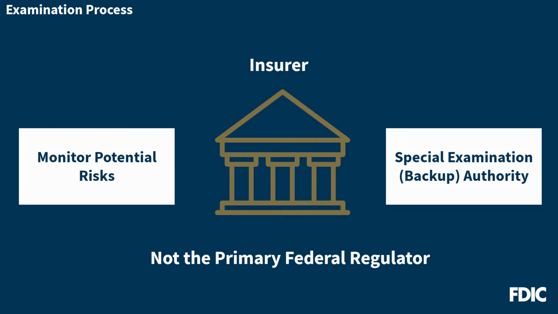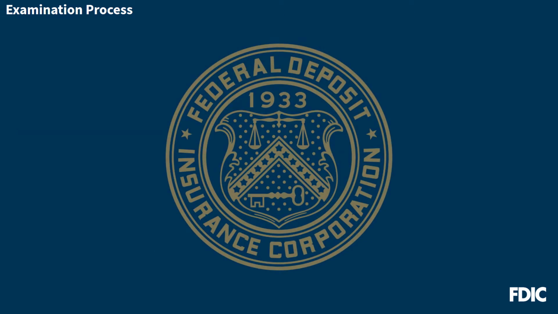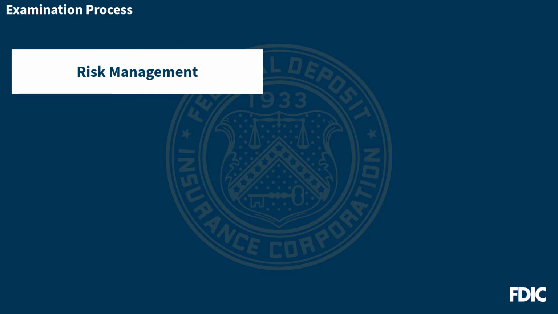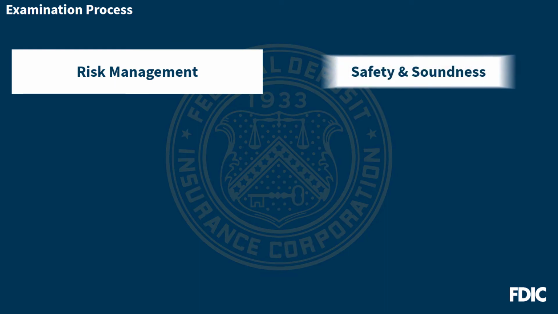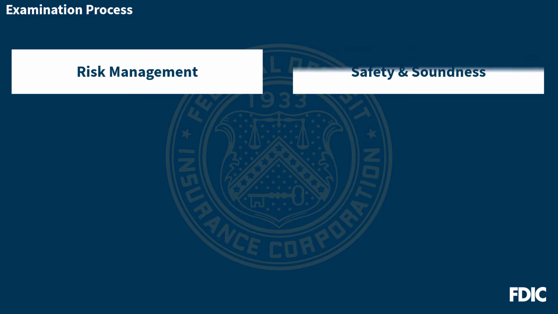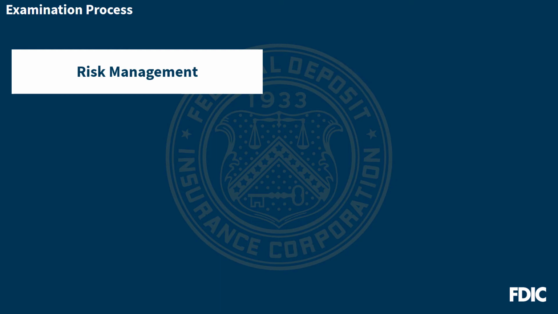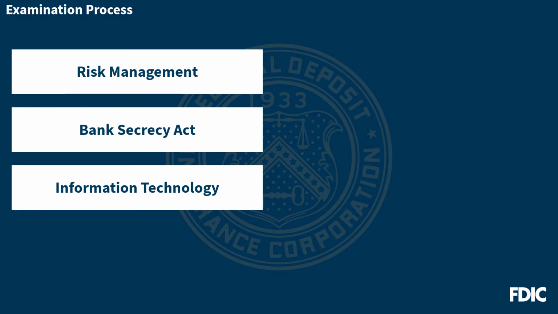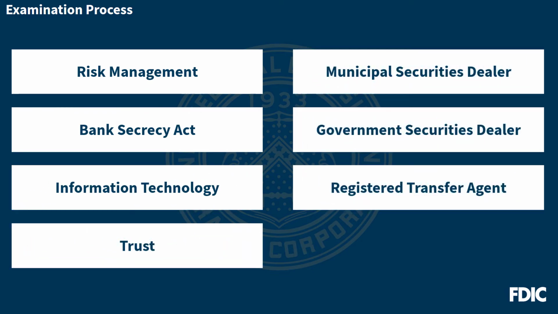The FDIC conducts several types of examinations as part of our mission. The risk management examination is how we evaluate the safe and sound operation of a bank. It's at times referred to as the safety and soundness examination. As part of this examination, we conduct a number of specialty exams, including Bank Secrecy Act exams, information technology exams, and exams relating to a bank's fiduciary activities.